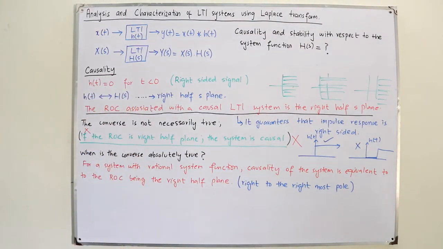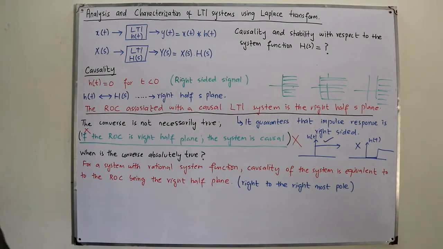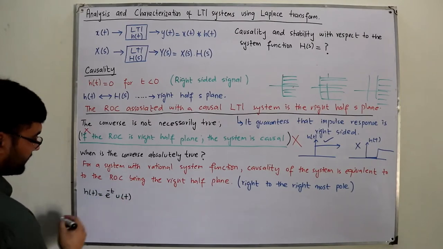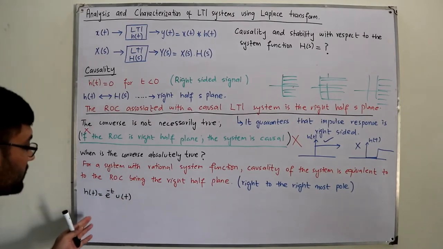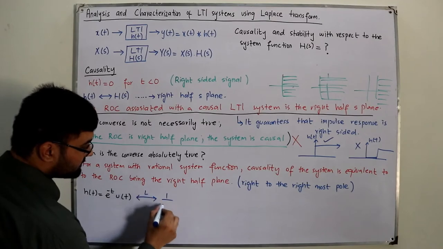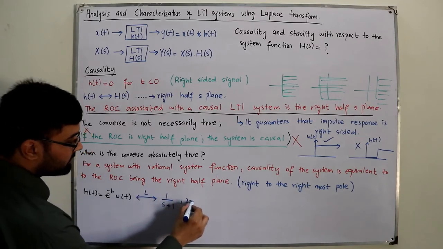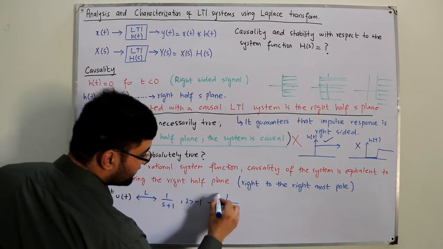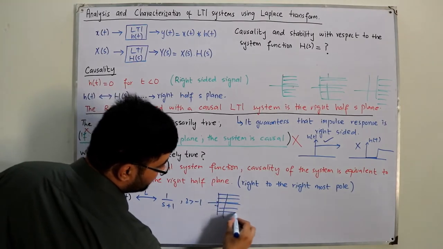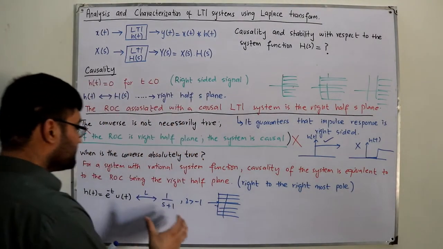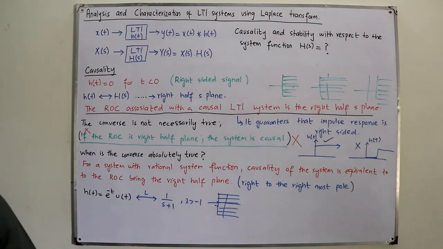If we have some examples, if I just give you an overview. If I have h of t that is exponential of negative t u of t, have a look. Isn't this system causal? It is. Why? Because the impulse response is right sided. The corresponding Laplace transform is 1 upon s plus 1 with sigma greater than minus 1. This is the ROC. So have a look. This is minus 1. This would be the ROC of it. Which means it's lying right to the rightmost pole. It's covering the entire right half plane. This system is causal.